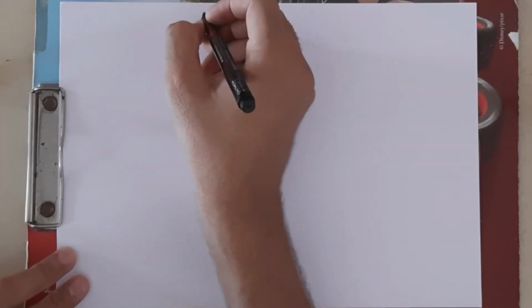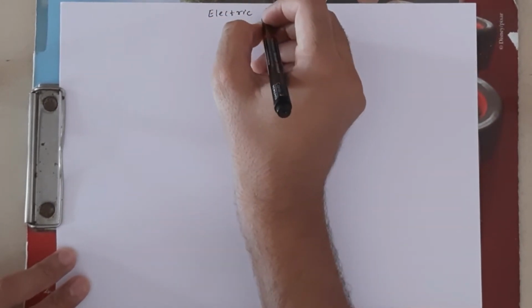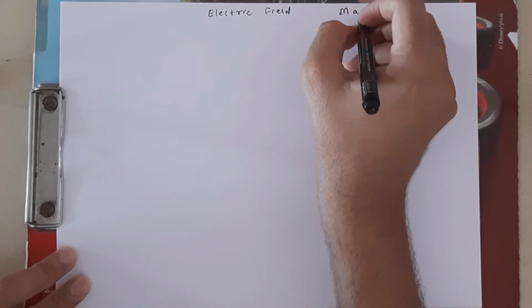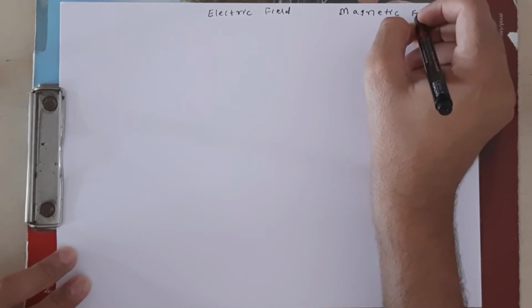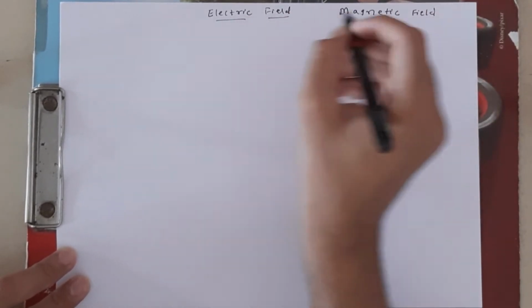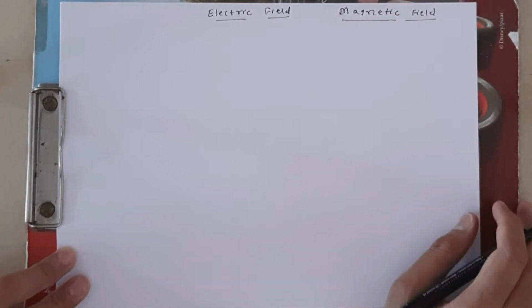First field is known as electric field and second field is known as the magnetic field. So if I have to combine these two fields, it is known as electromagnetic field. Okay, so electromagnetic field actually is a combined word of electric and magnetic field.